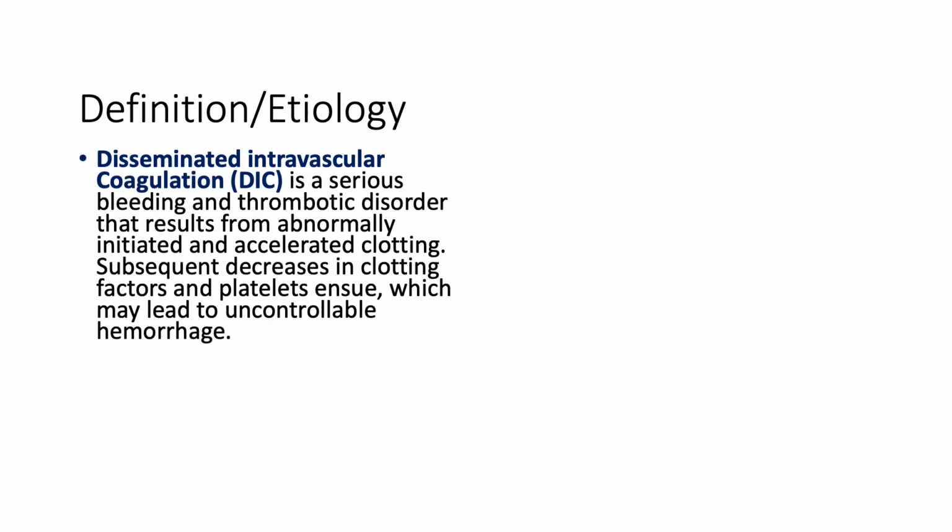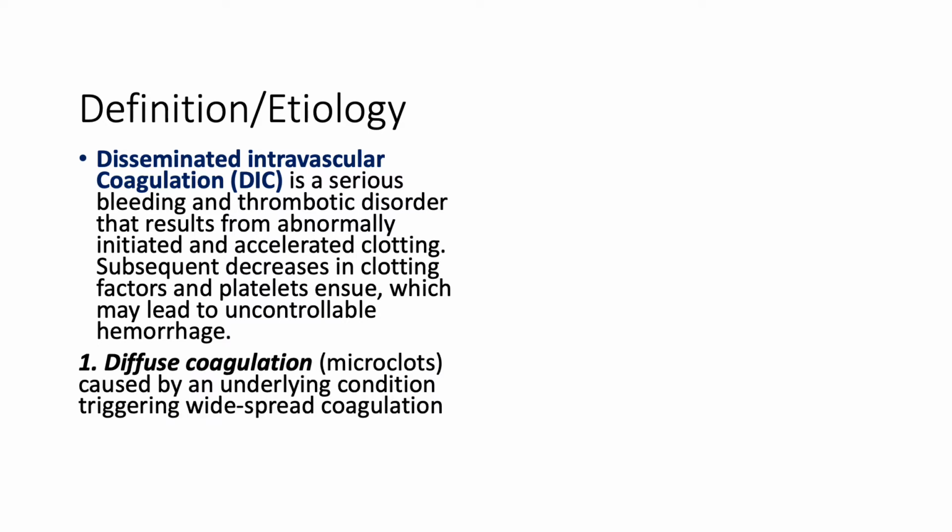Now, DIC is both a bleeding and a clotting problem. So here we see our definition: a serious bleeding and thrombotic disorder that results from abnormally initiated and accelerated clotting. Subsequent decreases in clotting factors and platelets ensue, which may lead to uncontrollable hemorrhage. Now that definition kind of describes some of what we just talked about in that last slide, so let's break it down. First, DIC is due to abnormally initiated coagulation.